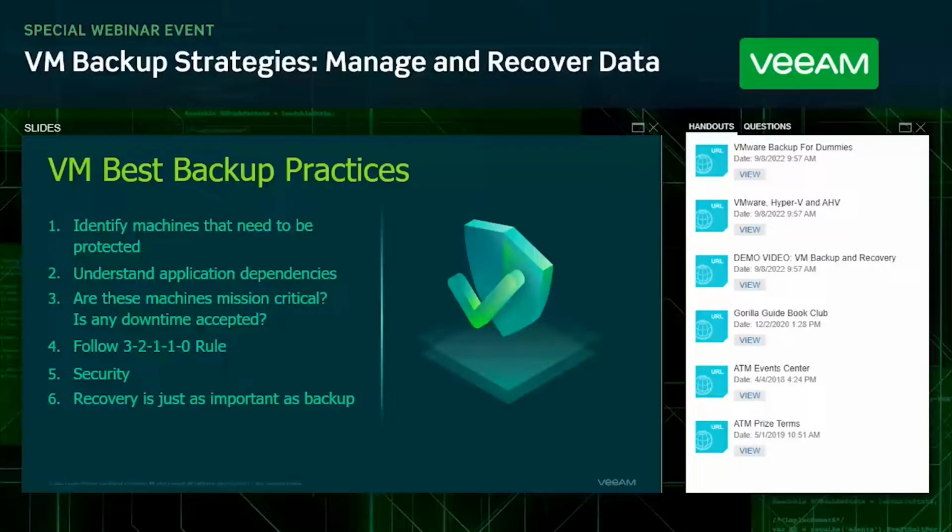And the VM backup best practices. Identify the machines that need to be protected, right? Maybe all of them don't need to, maybe they do. Totally up to you in the business. Understand the application dependencies. Are these machines mission critical? Is any downtime accepted? Again, all going back to the RPO, RTO, and then follow that 3-2-1-1-0 rule.